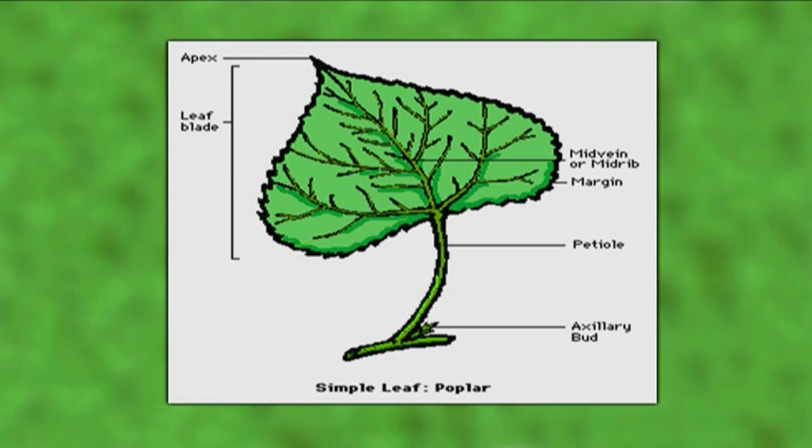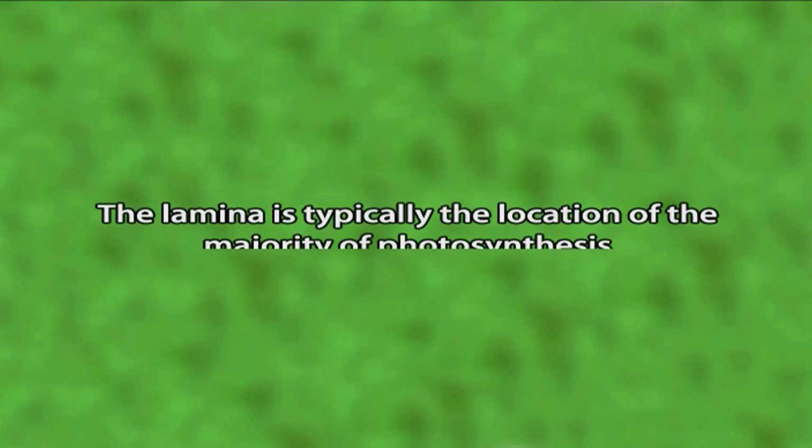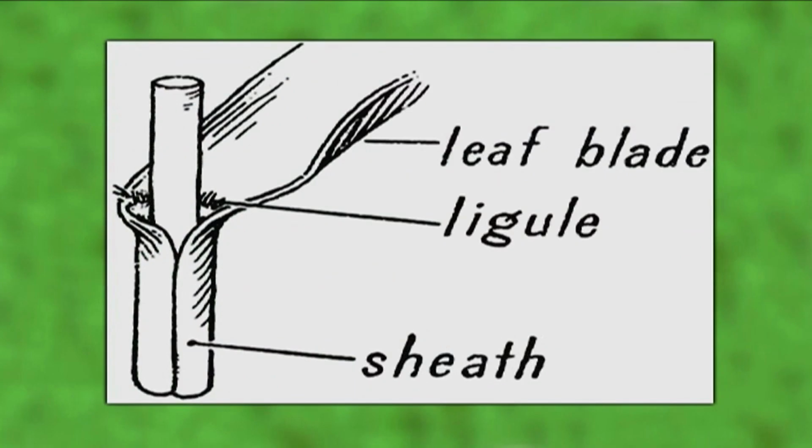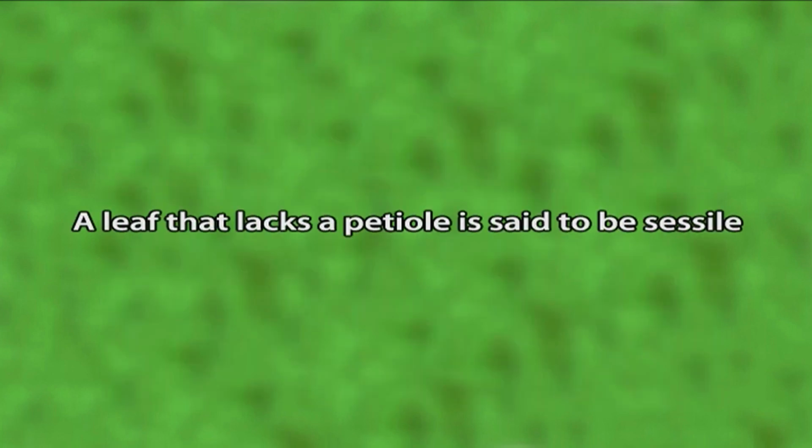The petiole mechanically links the leaf to the plant and provides the route for transfer of water and sugars to and from the leaf. The lamina is typically the location of the majority of photosynthesis. In monocots, the leaf is almost always broadly sheathed at the base with edges either fused or overlapping. In some taxa, such as grasses, Poaceae, and Zingiberaceae, there is an abaxial flap or a ligule at the junction of sheath and blade. A leaf that lacks a petiole is said to be sessile.